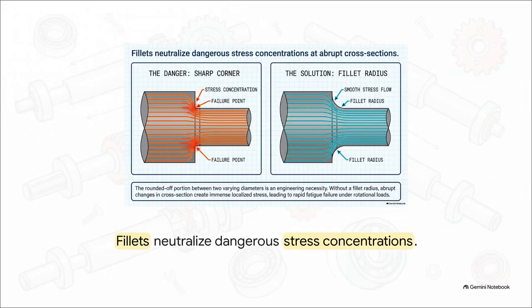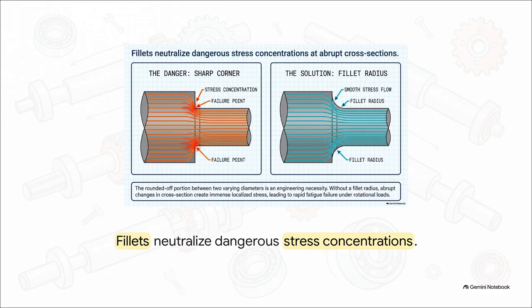When you have these sudden changes in diameter, you run straight into a major engineering conflict: stress concentration. Look at that dangerous red zone on the left. When you leave a sharp 90-degree corner at a diameter step, it creates immense localized stress. Under constant rotation, that is a guaranteed recipe for rapid fatigue failure. The shaft will literally snap.